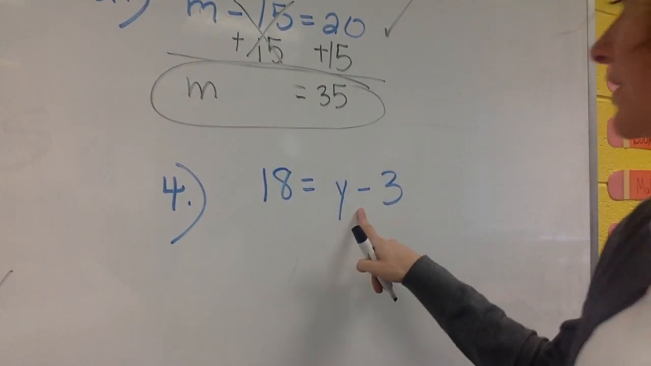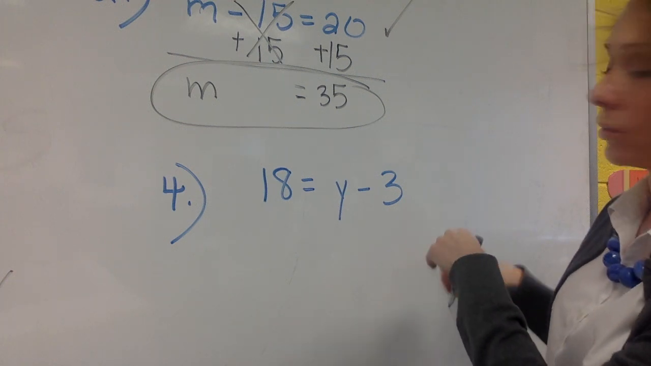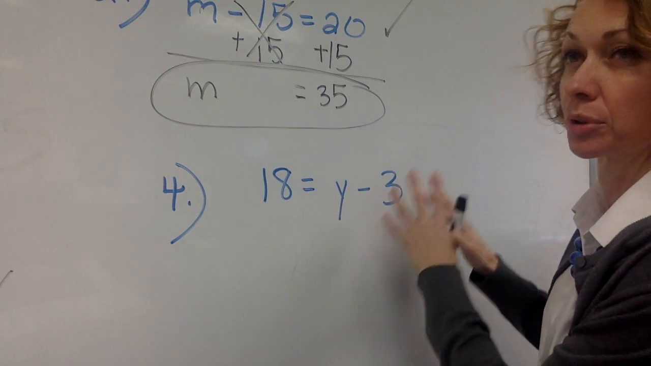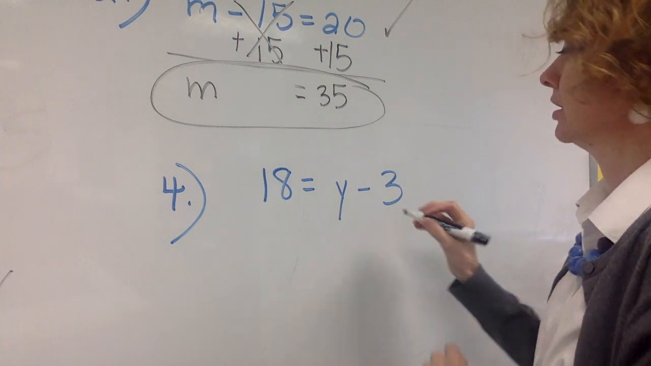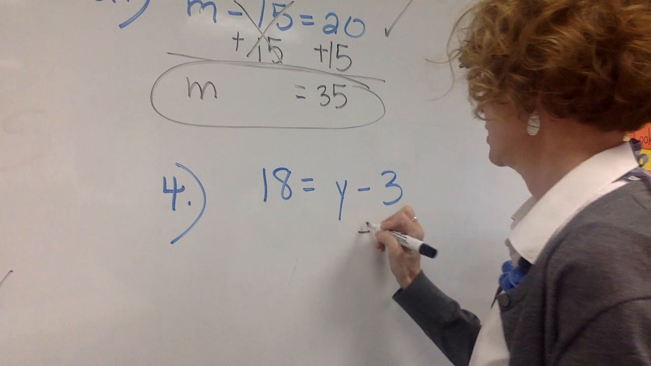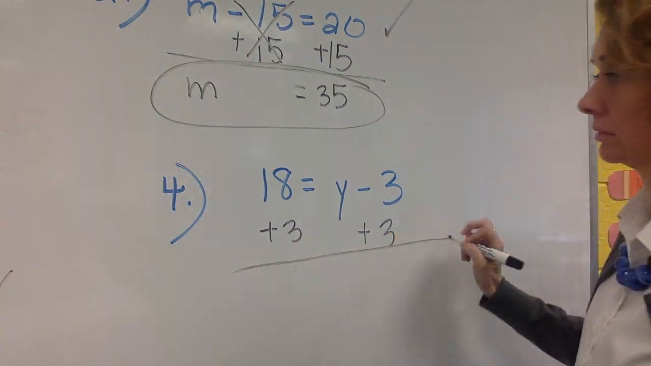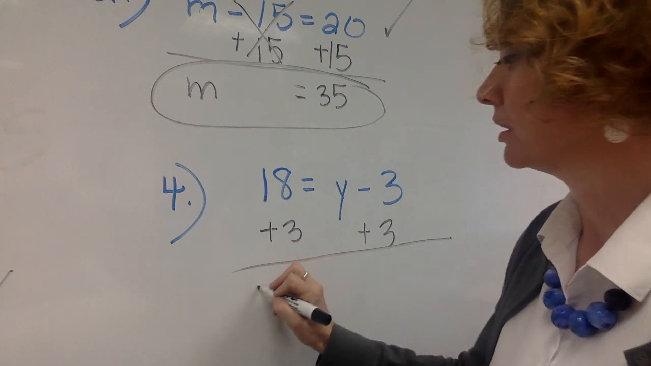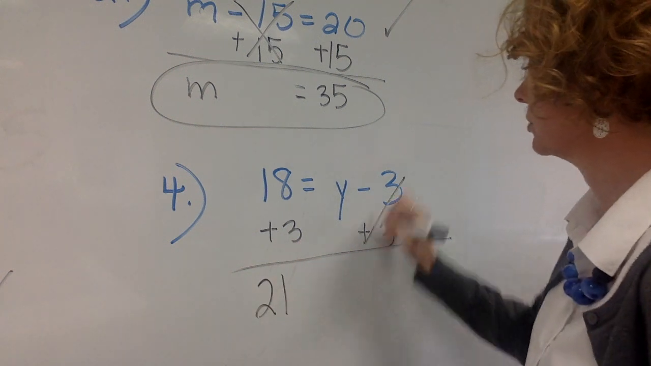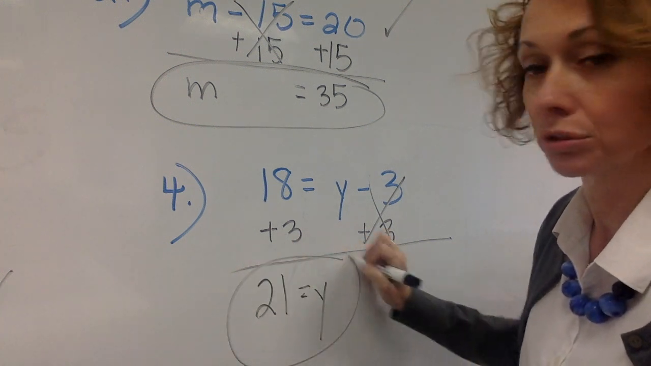We have a y minus 3 over on the right side of the equal mark. Doesn't matter where your variable is or where the number is with the variable. You still want to get it isolated. So I'm going to look over at the y and I'm going to get rid of this minus 3 by adding 3 to both sides. 18 plus 3 gives me 21. This was gone. Equal to y. That's what I'm saying I get for my solution.